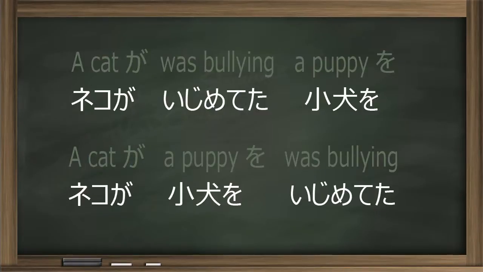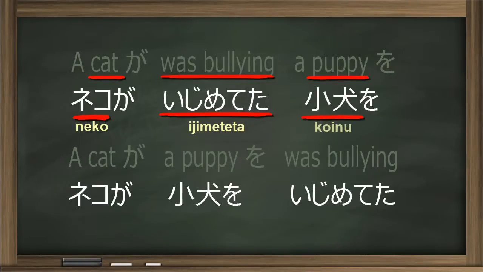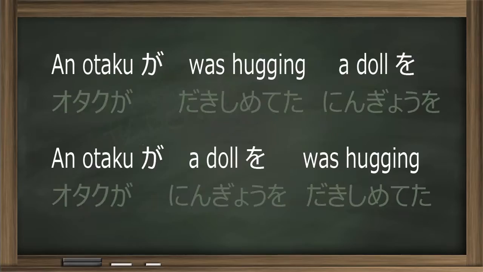And why not learn Japanese words at the same time? That's why I gave you Japanese words as well. Okay, cat is neko. Bullying is ijimeteta. A puppy is koinu. Neko ga ijimeteta koinu. Neko ga koinu o ijimeteta. Okay. Let me give you more example sentences here.